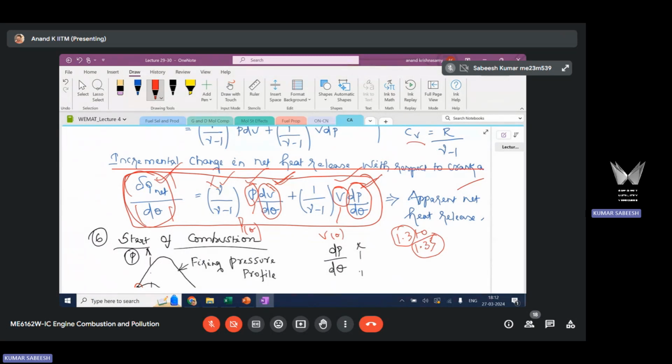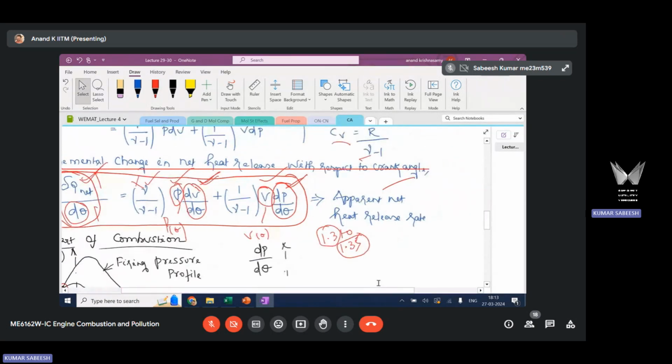Why do I use the term rate? Because this is expressed in terms of dθ, dQ_net/dθ. Theta can be related to time, absolute time, through engine RPM. That's why this is called net heat release rate. Okay. Incremental change in net heat release with respect to crank angle is referred to as apparent net heat release rate. So this is given by this equation.